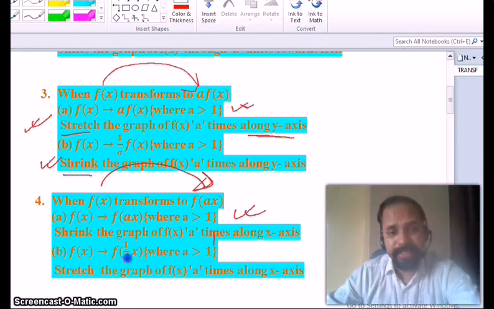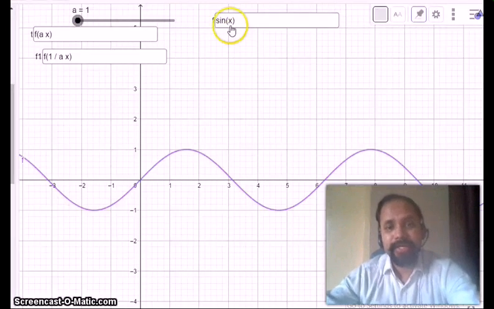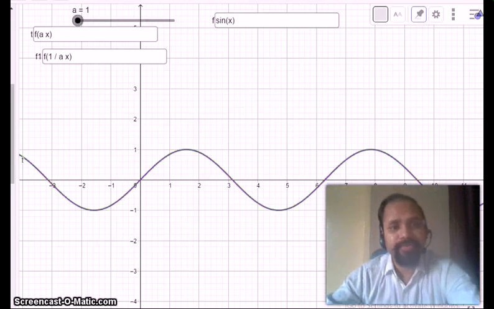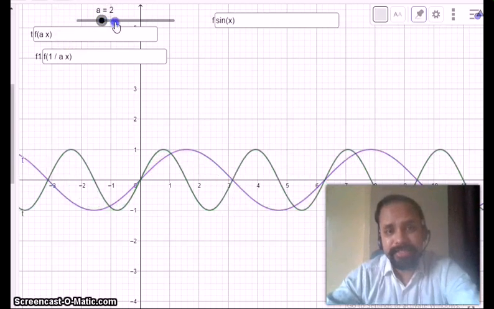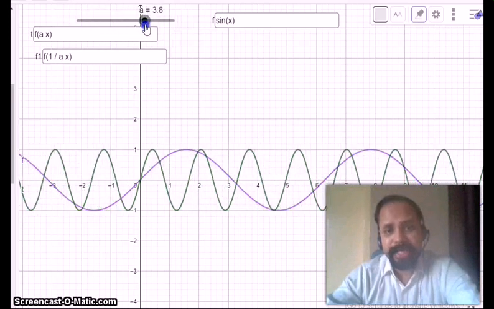If we multiply by A, then this graph shrinks A units along the x axis, and in this one, this graph stretches A units along the x axis. Let's see. If we have sin x, and we want to draw the graph of f of x, that means we are multiplying by A in this one. Then see, this graph stretches A units along the x axis.